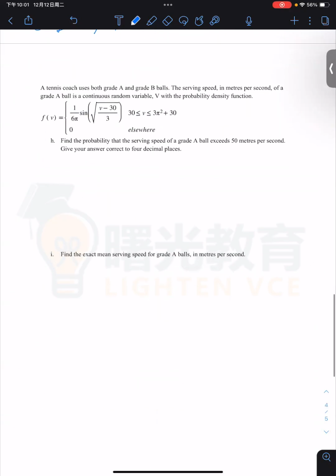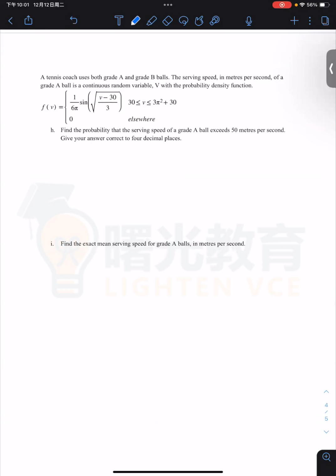All right, last page. A tennis ball coach uses both grade A and grade B balls. The serving speed in meters per second of a grade A ball is a continuous random variable V with the probability density function. Now we have the probability density function. It looks weird, with some expressions, however, pi is a constant number. So it's still a number. Find the probability that the serving speed of the grade A ball exceeds 50 meters per second. Give your answer correct to 4 decimal places.